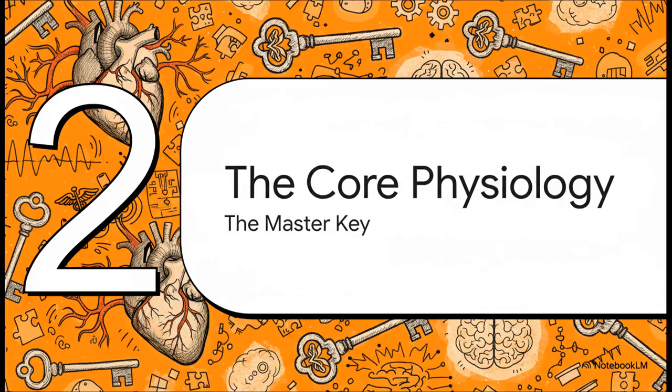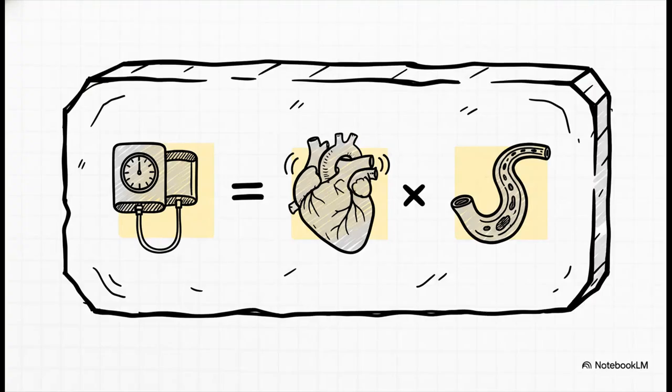Right, on to Section 2, the core physiology. Seriously, think of this as the master key. If you understand this one simple concept, you can unlock the diagnosis for pretty much any scenario they throw at you. And this is it. This is the single most important equation you need to know for this topic.